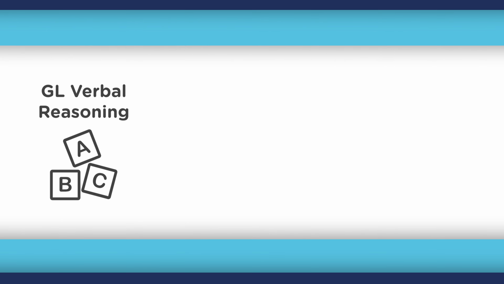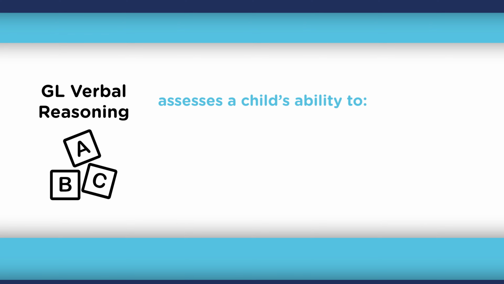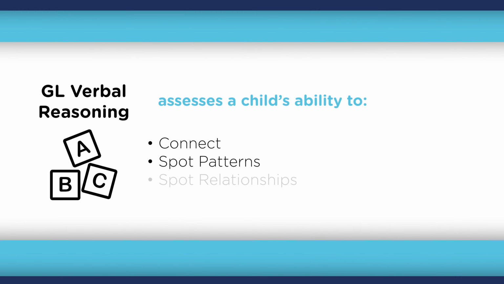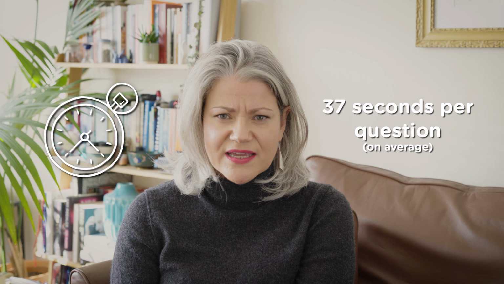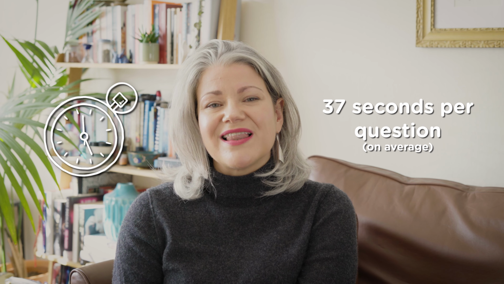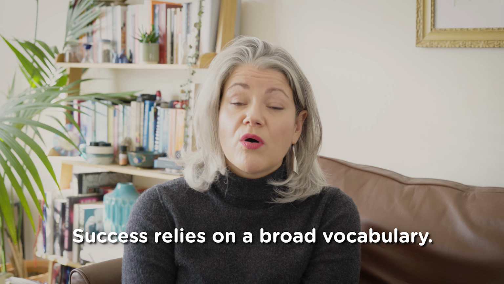For verbal reasoning, GL assessment 11 plus questions assess a child's ability to connect, spot patterns, relationships, and manipulate verbal information. The number of questions can vary, but on average, candidates have roughly 37 seconds per question. So doing really well in verbal reasoning relies on a broad vocabulary and understanding what words mean.